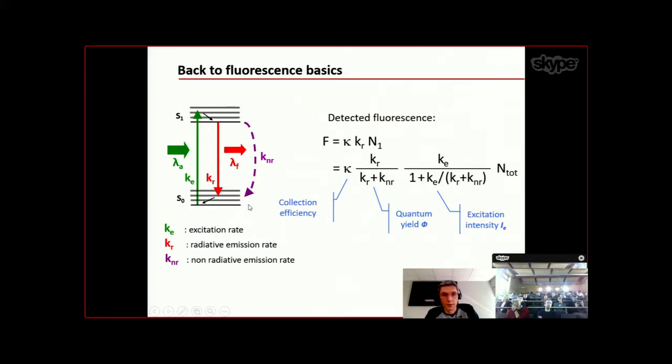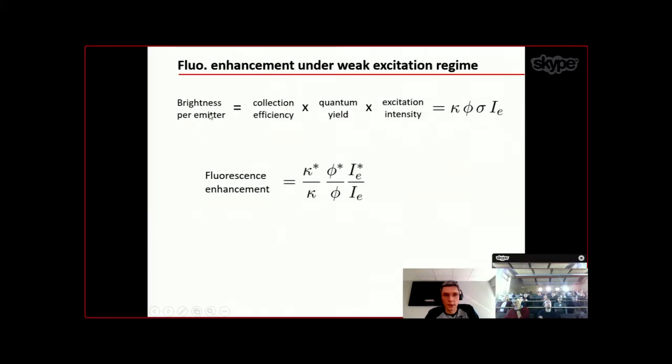The net detected fluorescence is just the solution of this two-level system. You pump with a certain rate, and then you go down with two different rates. At the end, if you have a single molecule, just forget about this term, what you have is a product of three parameters: collection efficiency, how well you collect photons; quantum yield, the ratio between the radiative emission and all the other decay rates; and excitation intensity, how much you excite your molecule. Just three parameters. Whatever you do at the single molecule level, in a regime where you do not saturate the transition, you are proportional to these three parameters. So I say it again, the brightness per molecule is the collection efficiency of your microscope times the quantum yield of the dye times the excitation intensity. In the excitation intensity I put everything: the excitation of the laser times the absorption cross-section.